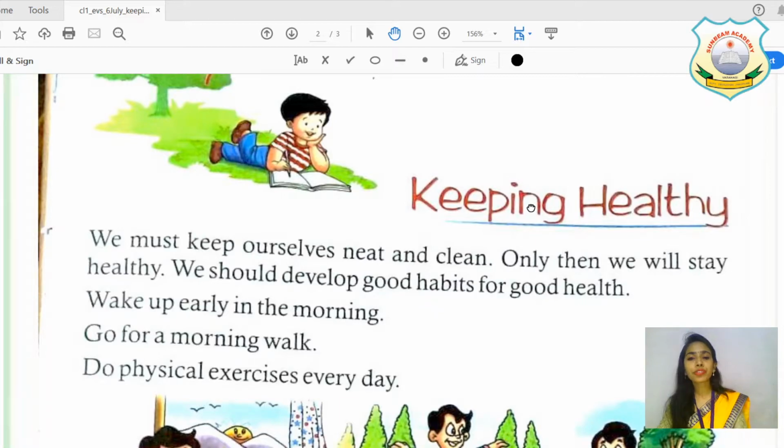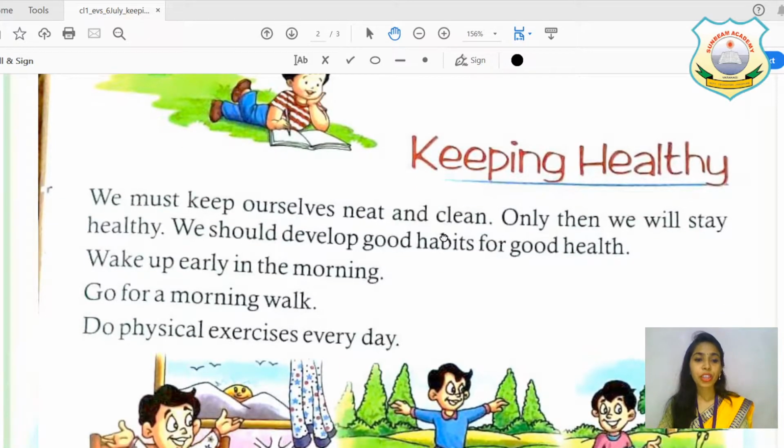Now let me first read out the chapter for you. We must keep ourselves neat and clean. Only then we will stay healthy. We should develop good habits for good health. It is, children, very, very important to keep ourselves neat and clean. Only then we can keep ourselves healthy.